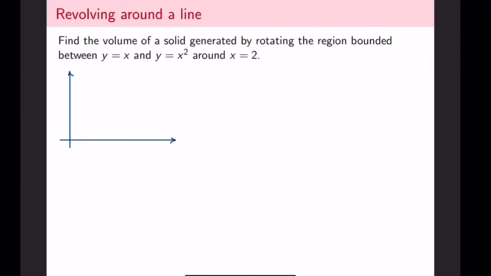Okay, so my region is y equals x, and again, let's label this, and my parabola y equals x squared.